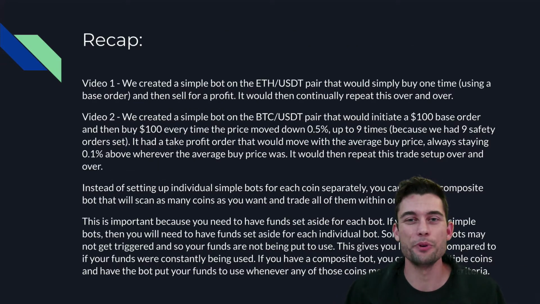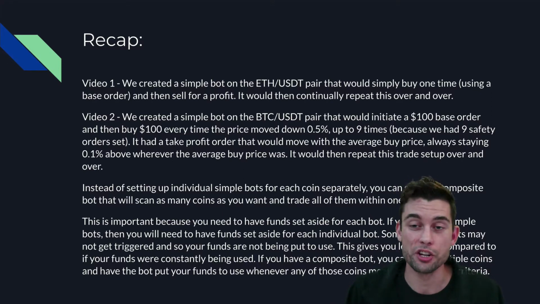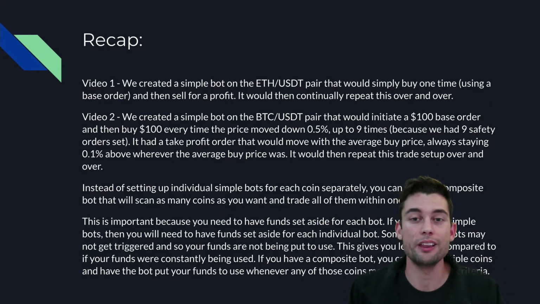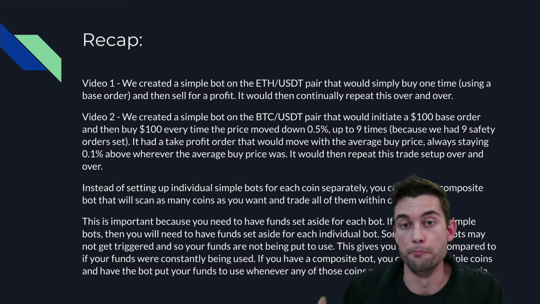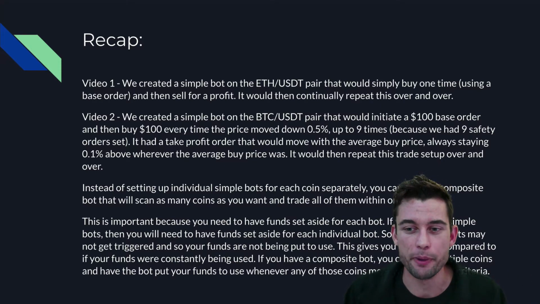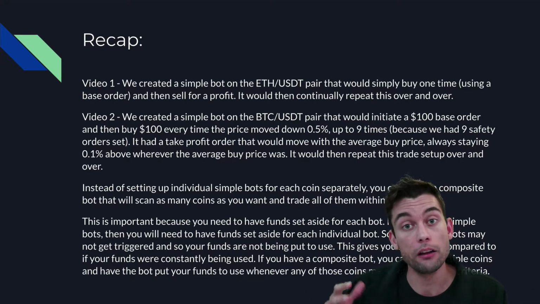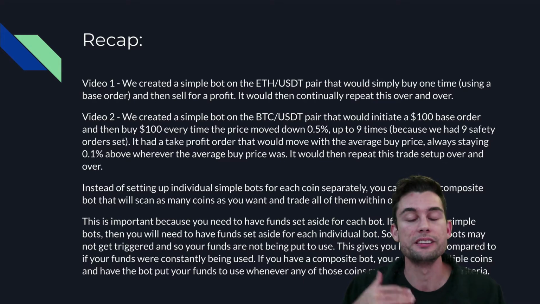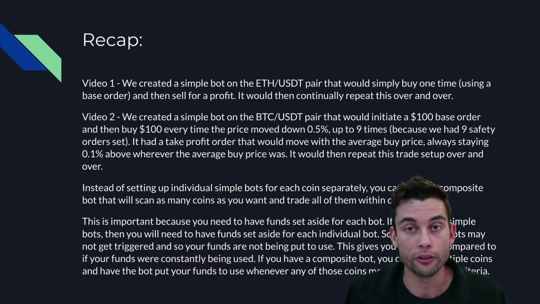And so, getting started with this video, we're going to make it super easy for you. We're going to recap videos 1 and 2 super quick, just so that you can understand exactly where we are in this video, now using composite bots and the more advanced features. In video 1, we created a simple bot on the Ethereum USDT pairing that would simply buy one time using a base order and then sell off for a profit. It would then continually repeat this over and over again.